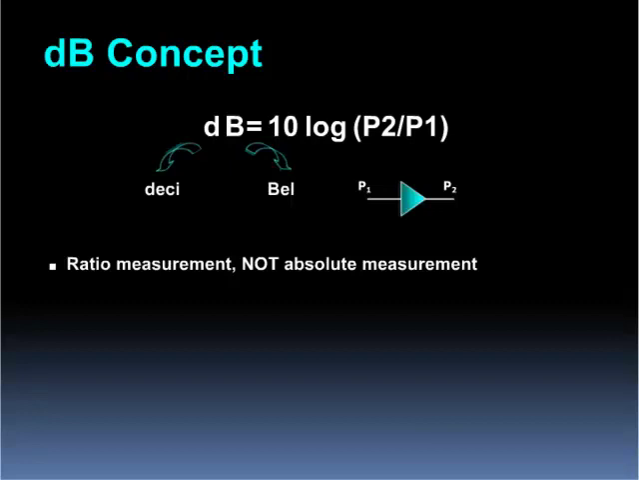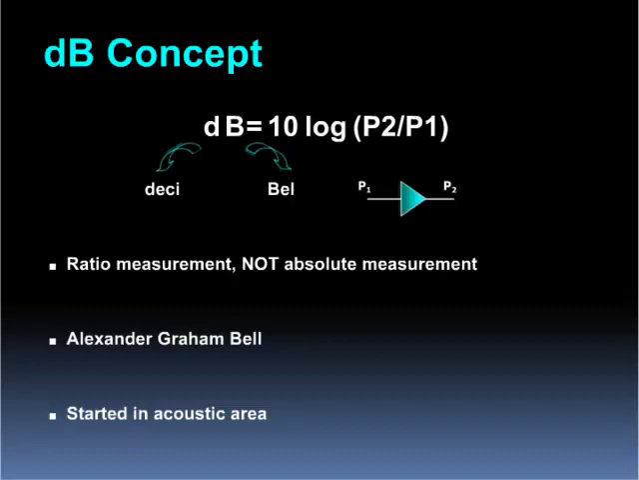The unit bel is named in honor of Alexander Graham Bell, founder of the telephone. It started in the acoustic area. In order to cater for the wide range of human hearing, the logarithmic unit is used.